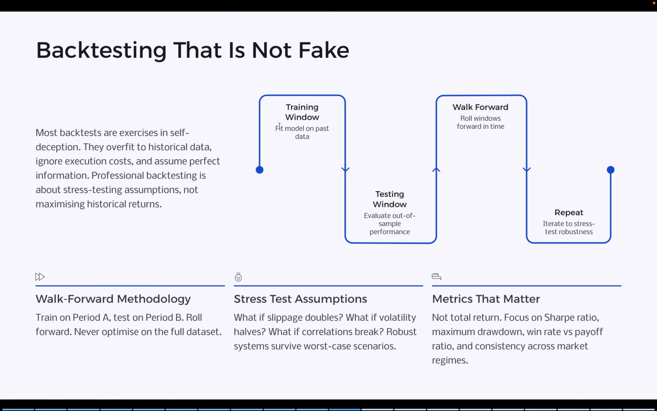So here's a model that you can copy. You have the training window, so fit the model on past data. The model, aka your strategy, on the past data, and then test it on new data. And then you would have to do walk forward analysis. And then you just repeat this for different assumptions. So iterate to stress test robustness.